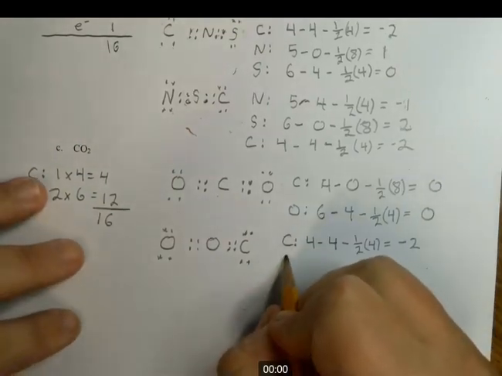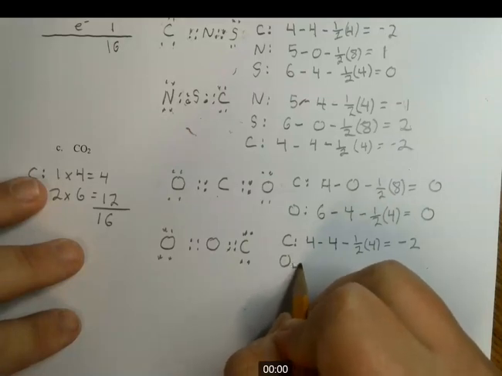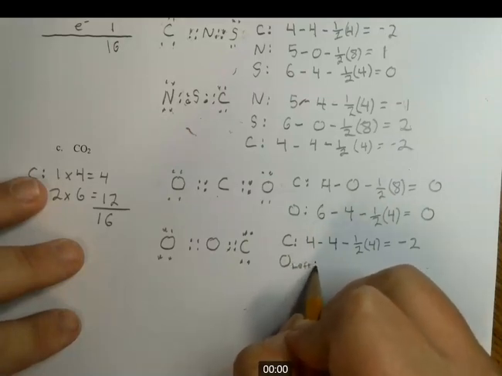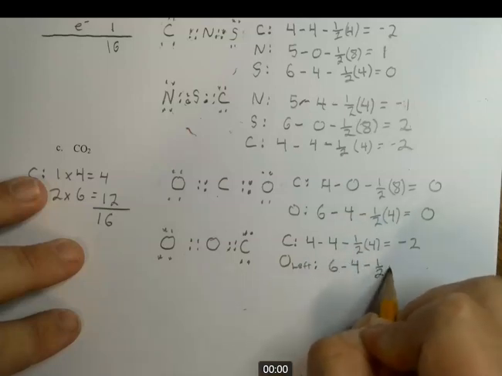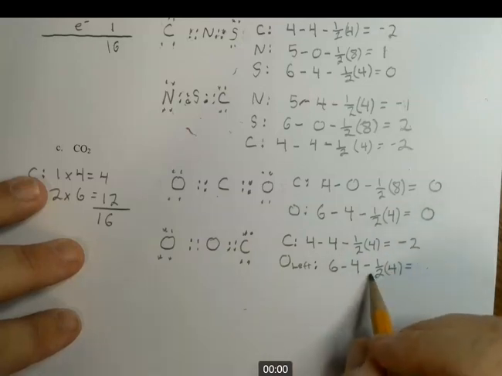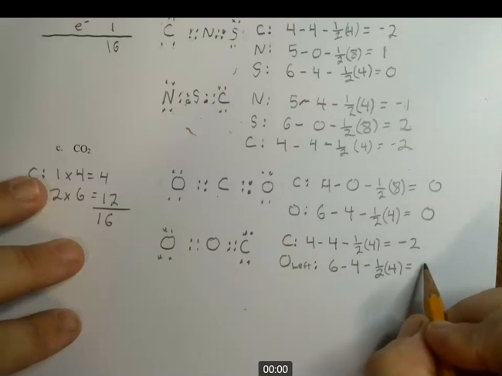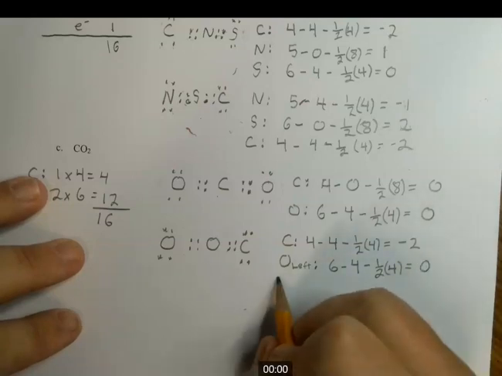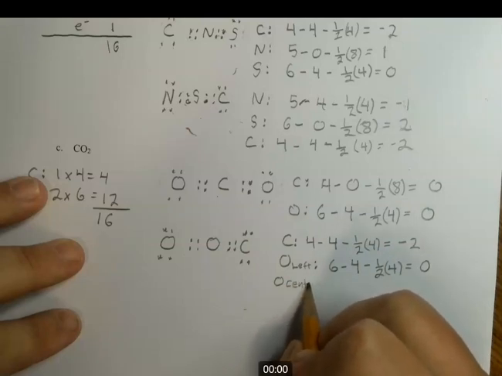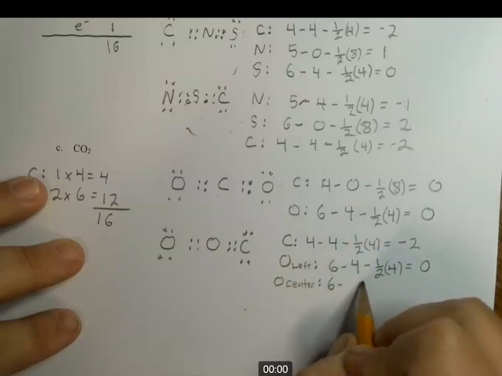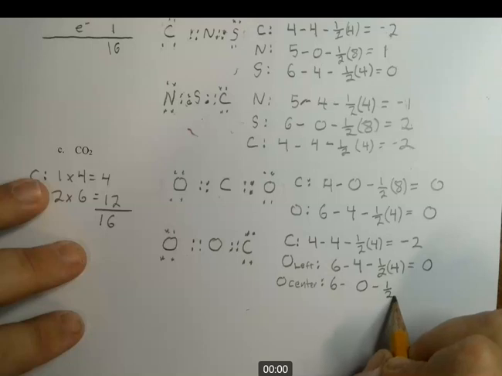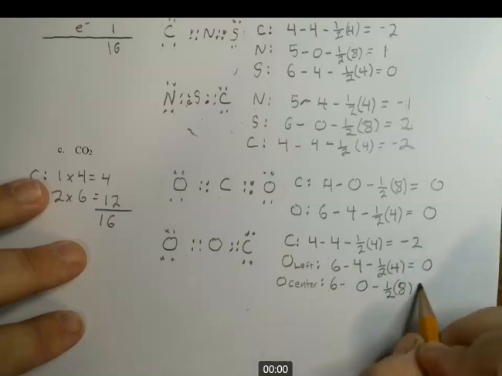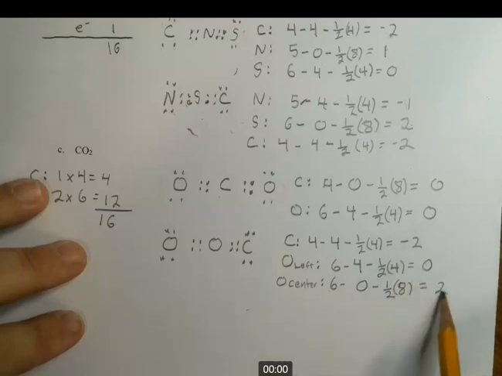Let's do oxygen, and I'm going to call it oxygen left, the one on the farthest on the left. So that's going to be 6 minus 4 non-bonding minus 1/2 of 4 bonding. So that's going to be 2 minus 2. That does give you 0. Now let's look at oxygen center. That's going to be 6 minus 0. There's no non-bonding electrons. Minus 1/2 of 8 bonding electrons. So half of 8 is 4. So 6 minus 4 equals 2. And you can see that these three numbers added up do give you 0.